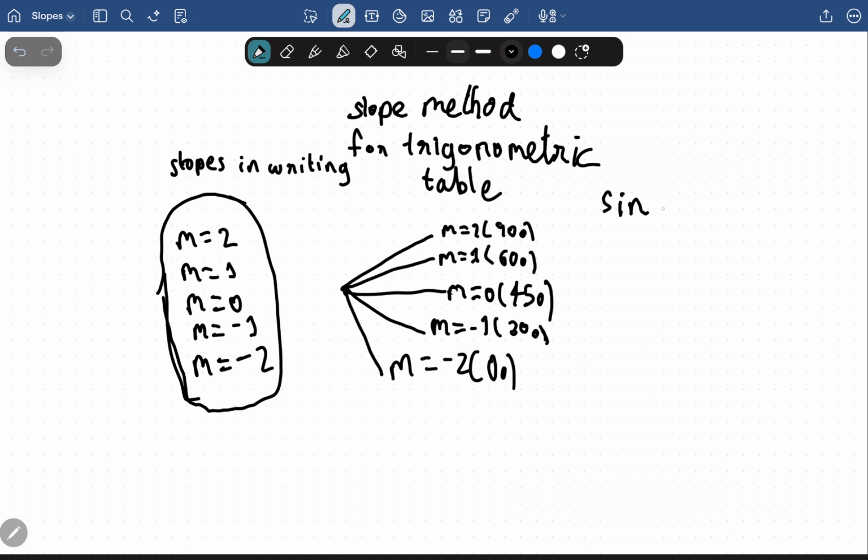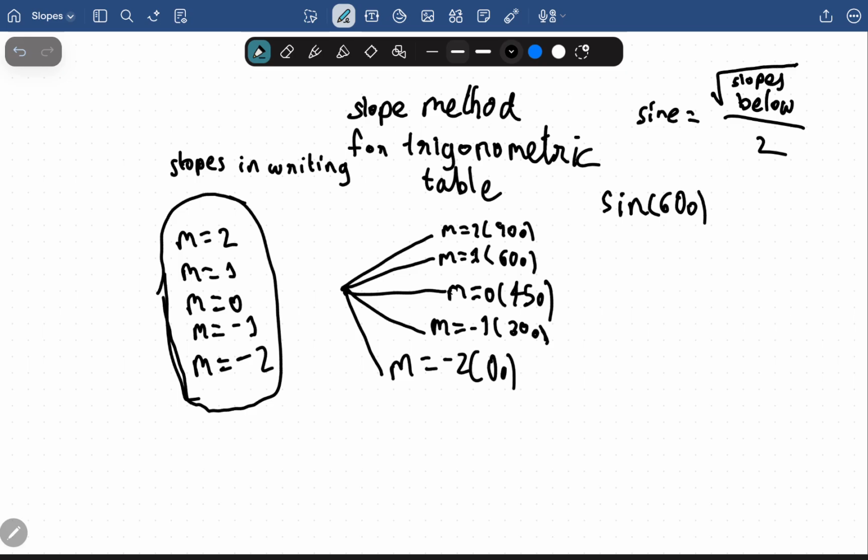Okay, let's find sine 60 degrees. You might be like, what does this slope have to do with sine 60 degrees? Let me show you. Sine equals the square root of slopes below over 2. Oh, sorry, it's slopes below over 2.